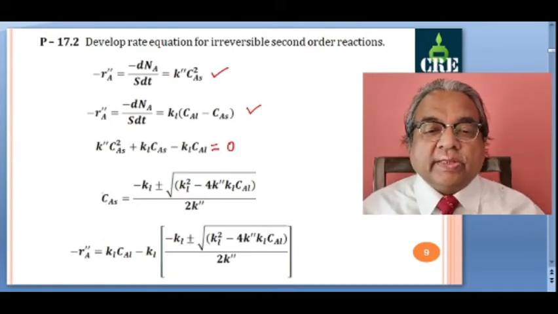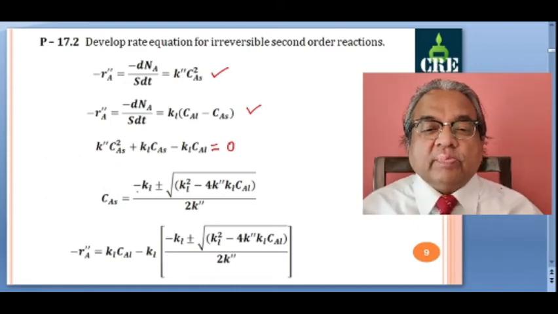So this is a quadratic equation which can be solved for CAS, where CAS will be given by minus B plus minus square root of B square minus 4AC upon twice A. So minus KL plus minus square root of KL square plus 4 K double prime KL CAL upon twice A, 2 into K double prime. So this we have written. Now this CAS solved, we can substitute in this equation KL CAL minus KL into CAS.